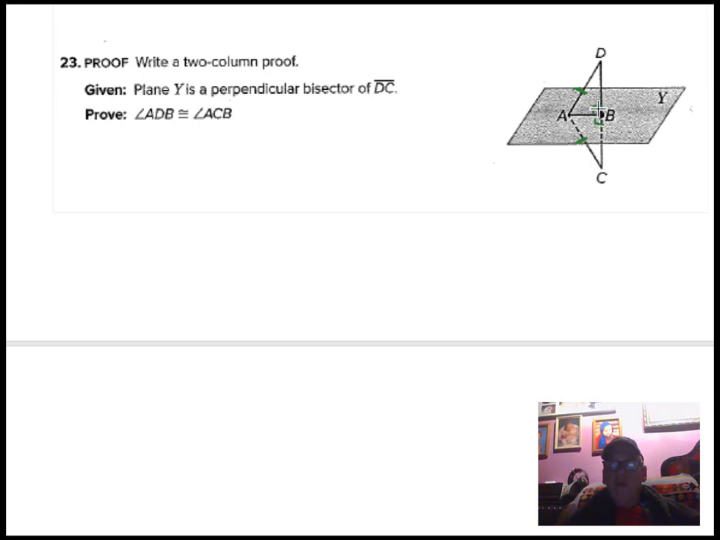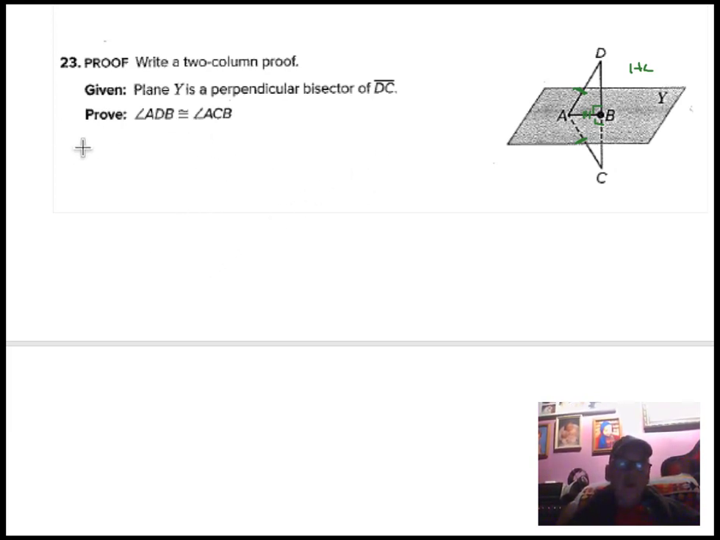There's going to be a right triangle because perpendicular gives us the right angles. And then reflexive, AB is going to be congruent to itself. So this hypotenuse is going to be congruent by hypotenuse leg. And then by corresponding parts, we could say that ADB and ACB are congruent to each other. So that's pretty much how this proof needs to go.